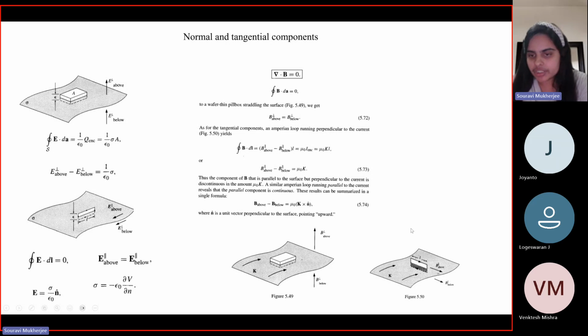Now, if you consider tangential components, then you have to consider an Amperian loop, something like this. Okay, and then do the line integral, and you'll see that if there is a surface current density, then the tangential components have a discontinuity, which is given as mu naught k. So B above minus B below is given as mu naught k cross n cap. So this is the boundary condition. This is how the normal and the tangential components of magnetic field will look when you have a charge sheet. Okay.